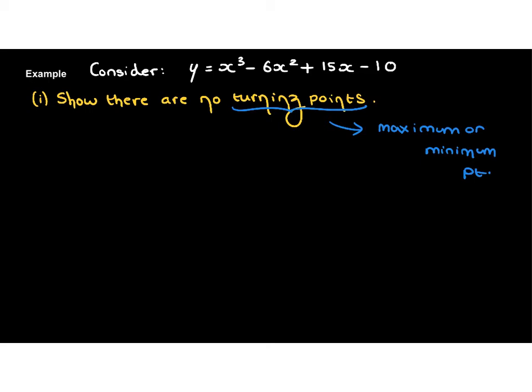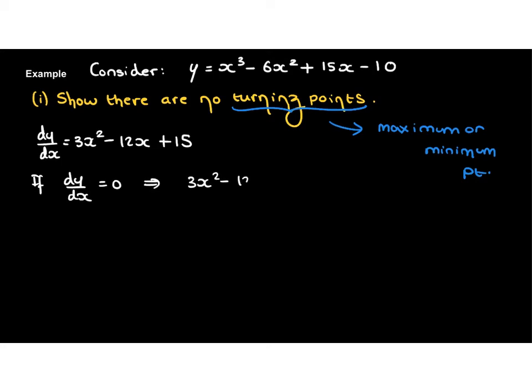So we need to make sure we differentiate first of all, find dy by dx, which is equal to 3x squared minus 12x plus 15. And let's set this equal to 0. And we now have a simple quadratic equation. Divide by 3: x squared minus 4x plus 5 equals 0.